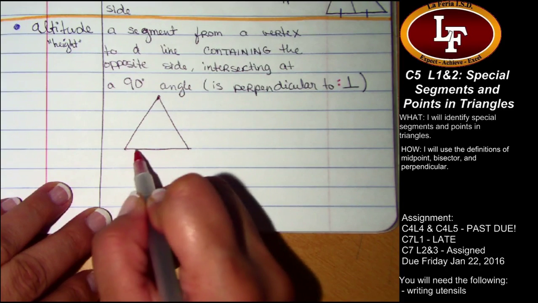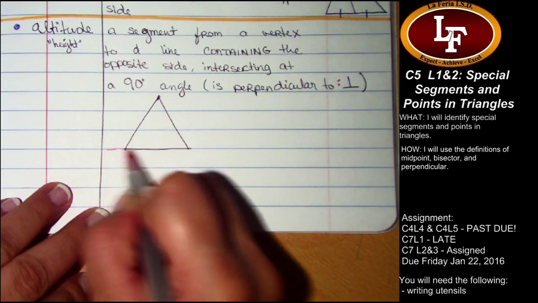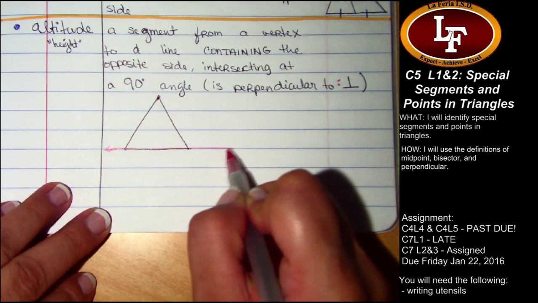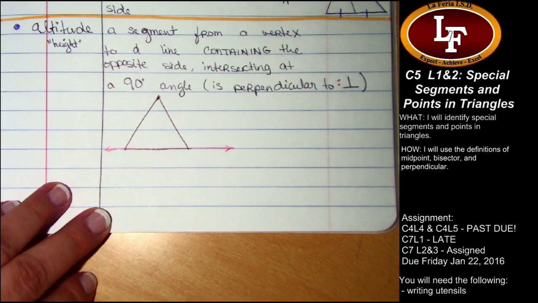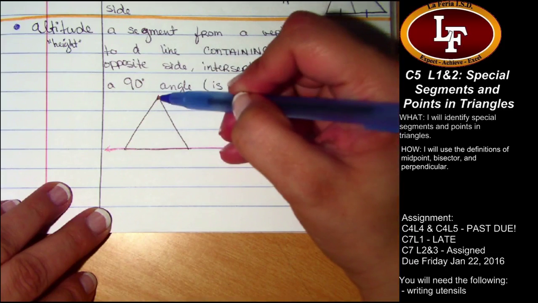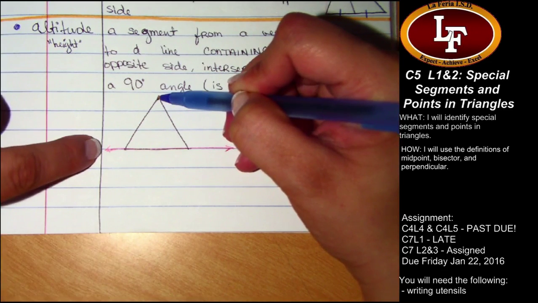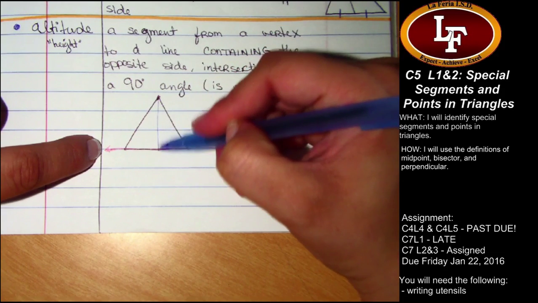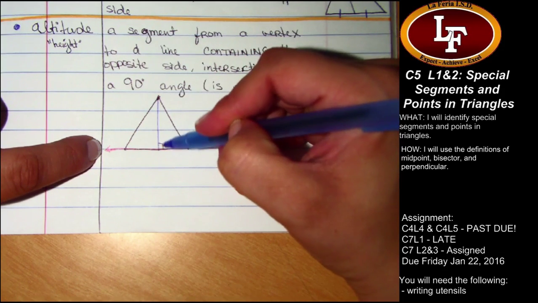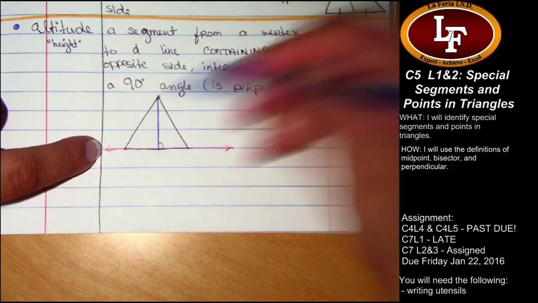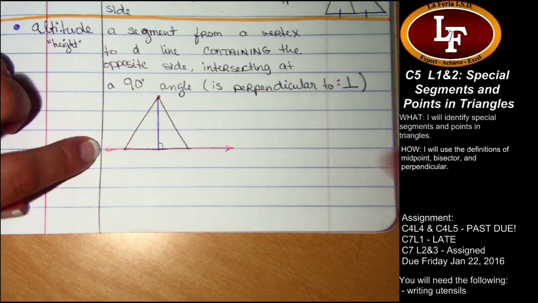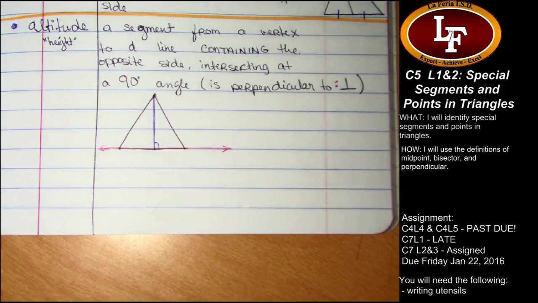Okay, so here's the opposite side. We're going to put a line through it. Notice how part of the line is indeed covering the side. So now I want a line that goes from this point toward this line, and I want it to hit at a 90-degree angle. There's the altitude. I was about to say attitude. That is the altitude.